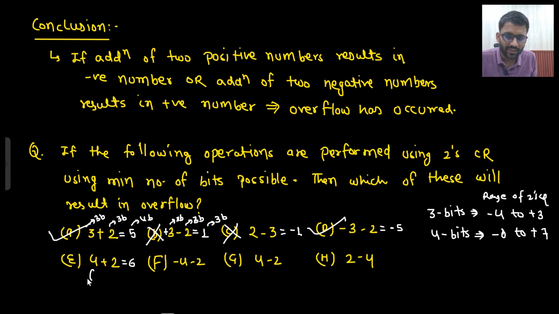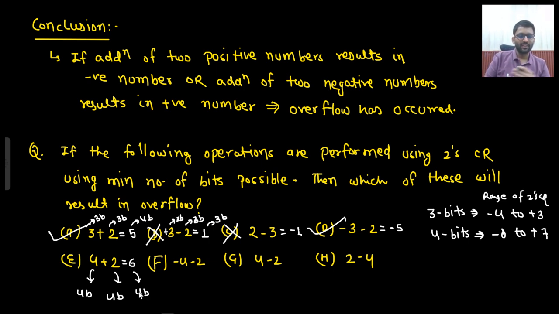Basically, you can represent 4 using 4 bits. Using 3 bits you cannot represent 4. And 2 you can represent using 3 bits only, but we have to use equal bits. So for this as well 4 bits will be required. And where will the answer lie? The answer will lie in this range only.